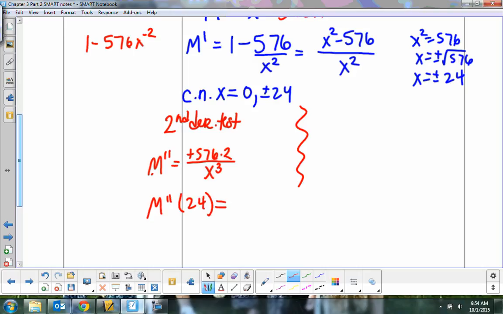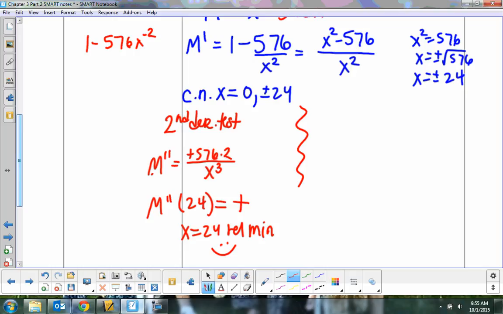If I plug in 24, what do I get out? A positive or a negative? That's all we're worried about, which means that 24 is going to be a what? Min, because you're concave up. Show me concave up. You have a max or min? Min. Okay, so this is a relative min. Are we trying to find a relative min or a relative max? Okay, we are trying to find a relative min, so this makes us happy.